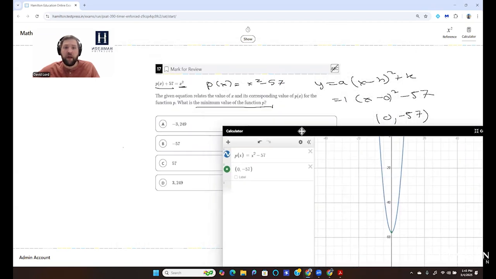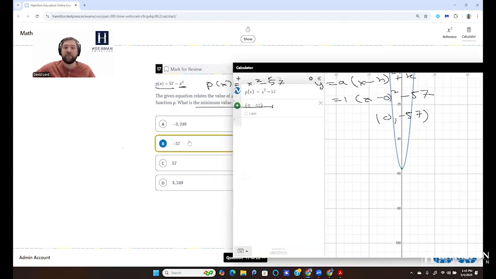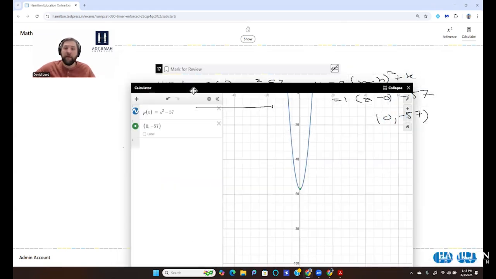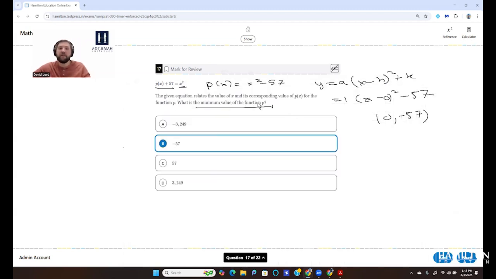So, when it asks for the value of something, that is not the location, that is actually the y value. So the answer is indeed B. But if they ask where the maximum or minimum was occurring, then it would be 0, the x value. So kind of tricky, but not too bad.